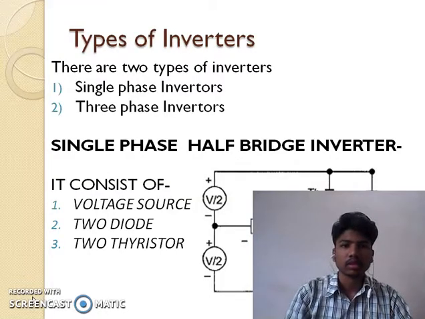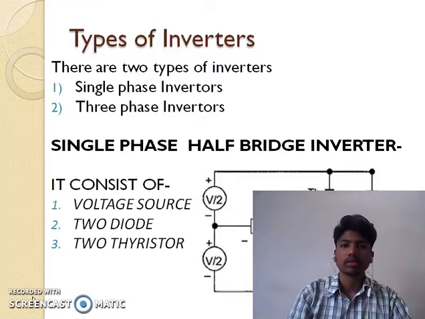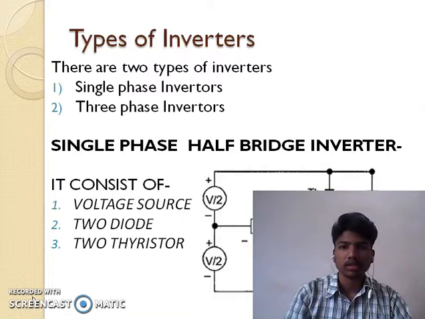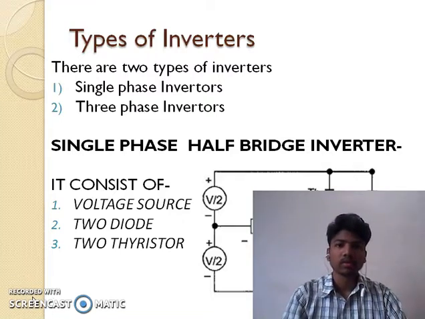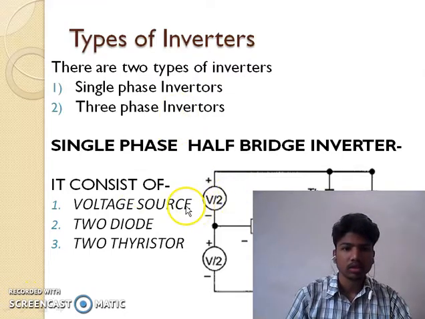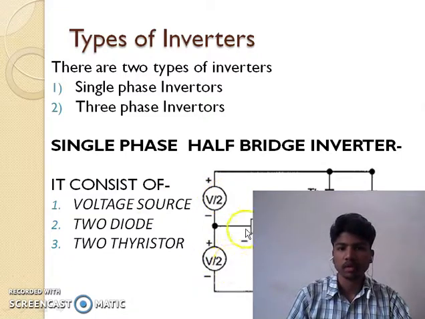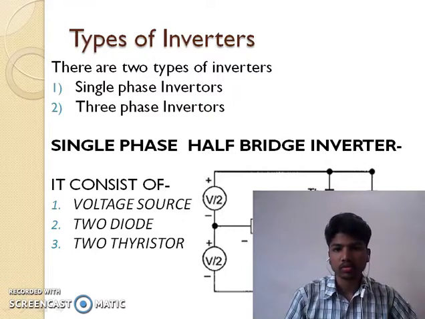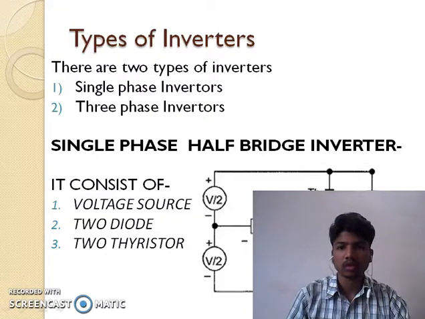Types of inverter. There are two types of inverters, single-phase inverters and three-phase inverters. Single-phase half-bridge inverter. A single-phase half-bridge inverter consists of a voltage source, two diodes and two thyristors. Here we can see in this diagram that the voltage source is divided into V by 2 and V by 2. Here are two thyristors, TH1 and TH2, and two diodes, D1 and D2.